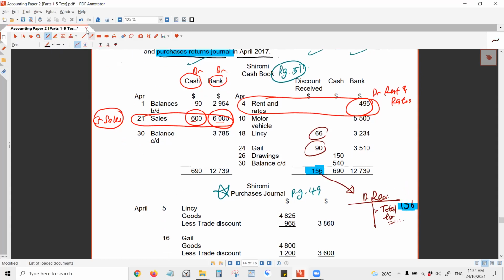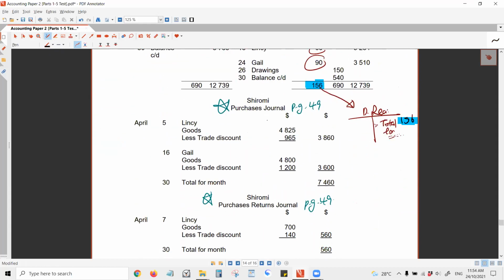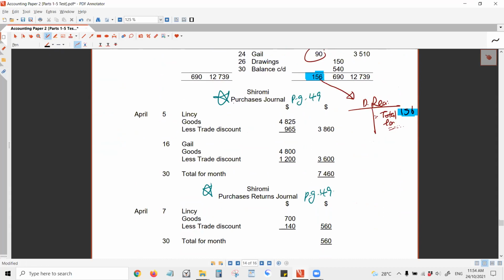So that's it for cash book. You should know how to do it. And purchases journal. So how to read this purchases journal? This is discount received. Just now when I was doing this, I wrote it in short form to save time.